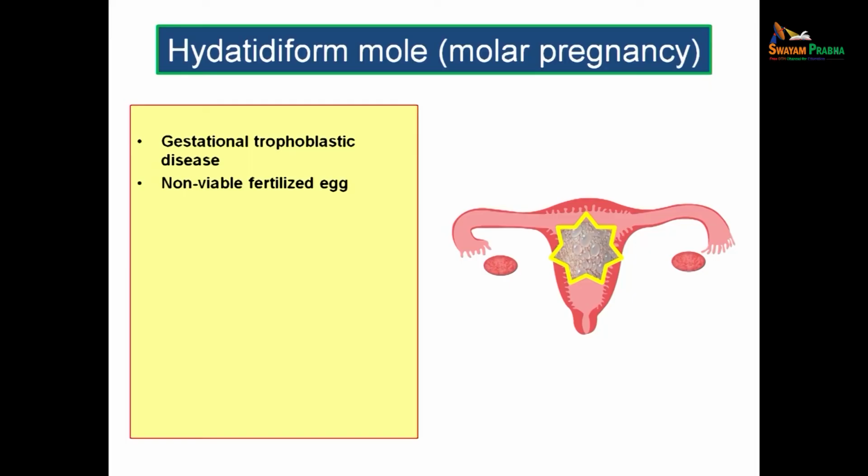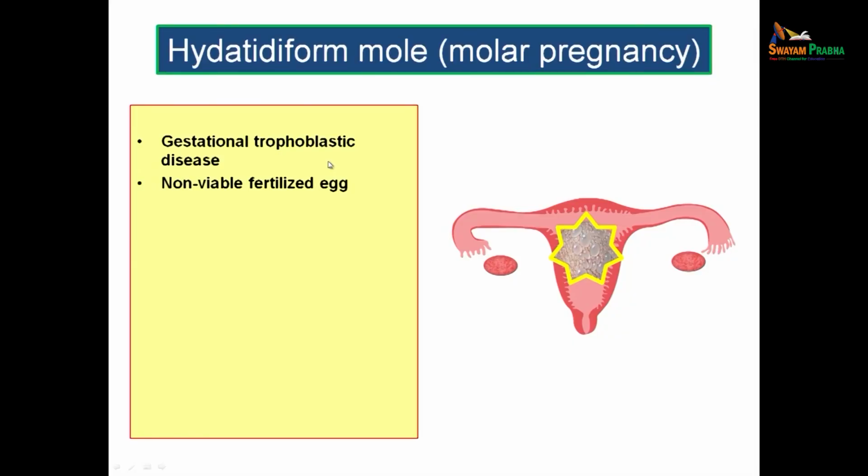And one more applied aspect which I would like to mention at this context is the formation of hydatidiform mole or molar pregnancy. Suppose a lady will be coming to you with pregnancy test positive, and when you look at her uterine cavity, you will be seeing many vesicles filled with fluid instead of a properly formed fetus. Such a condition is known as gestational trophoblastic disease, because it is the trophoblast which is abnormal, and that will be containing a non-viable fertilized egg.